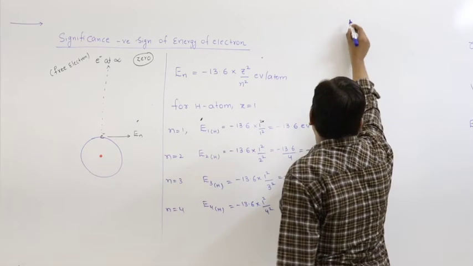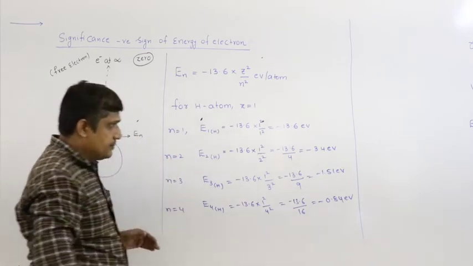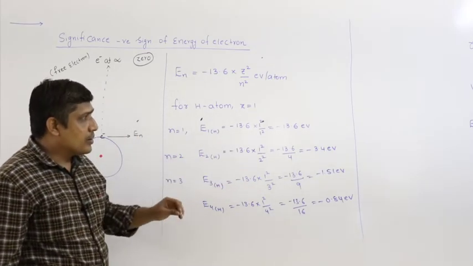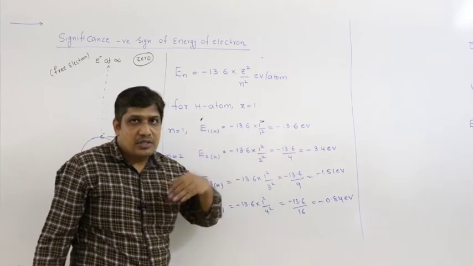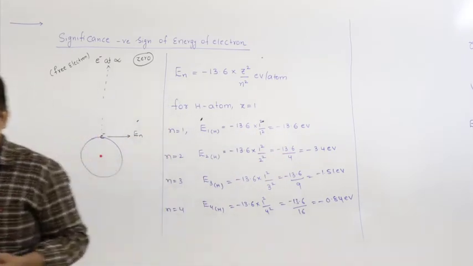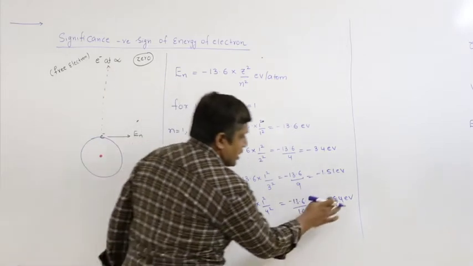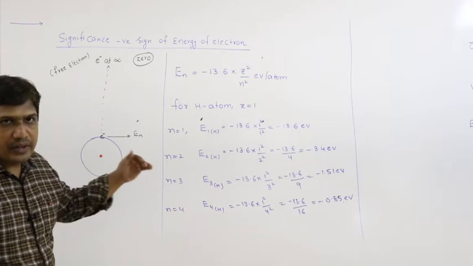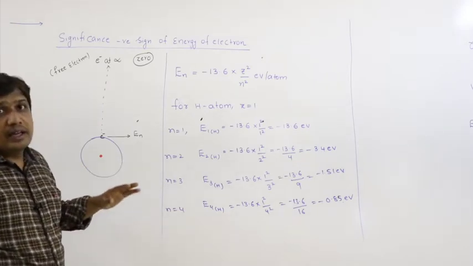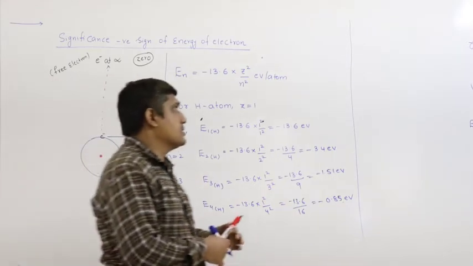So, as you can see, as n value increases, the energy of electron becomes less negative. That means the energy of electron increases. Small correction, this is minus 0.85. So, as n value increases, the energy of electron becomes less negative. In other words, the energy of electron increases.